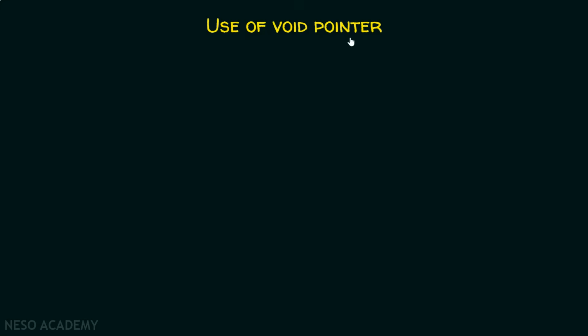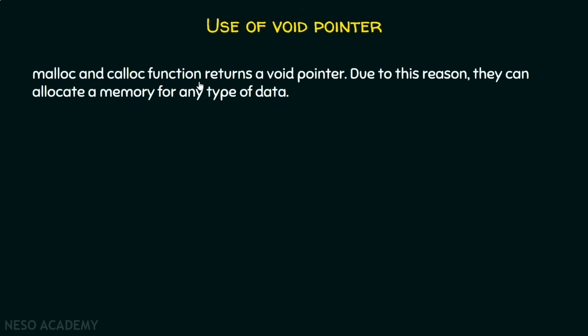Let's discuss the use of void pointer. Malloc and calloc functions return a void pointer. Let me tell you, these are the built-in functions which are used to allocate memory dynamically. We will discuss these two functions later. Right now you should understand that malloc and calloc functions return a void pointer. Due to this reason, they can allocate memory for any type of data. Because these functions return a void pointer, they can allocate memory for any type of data, without knowing the type of data.